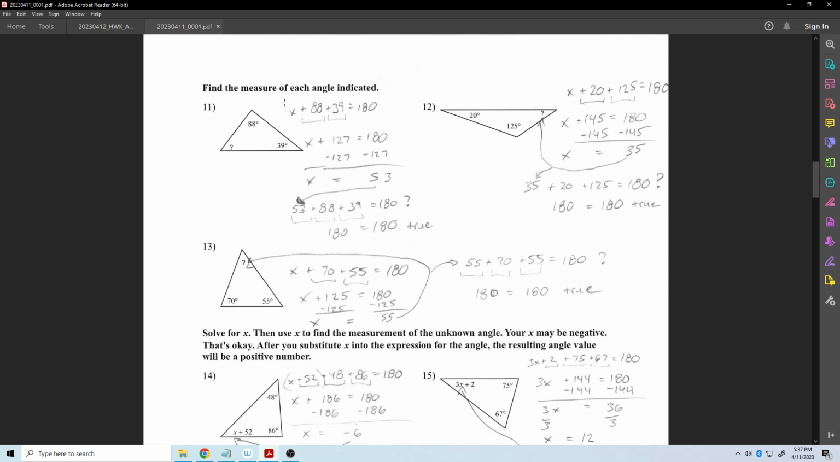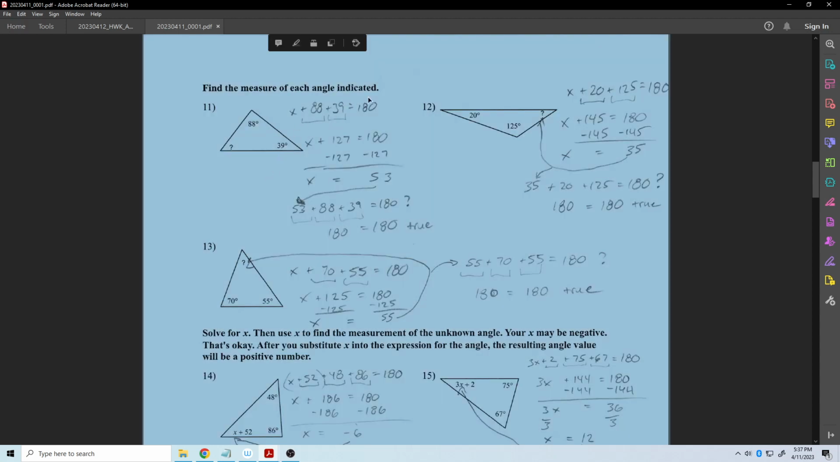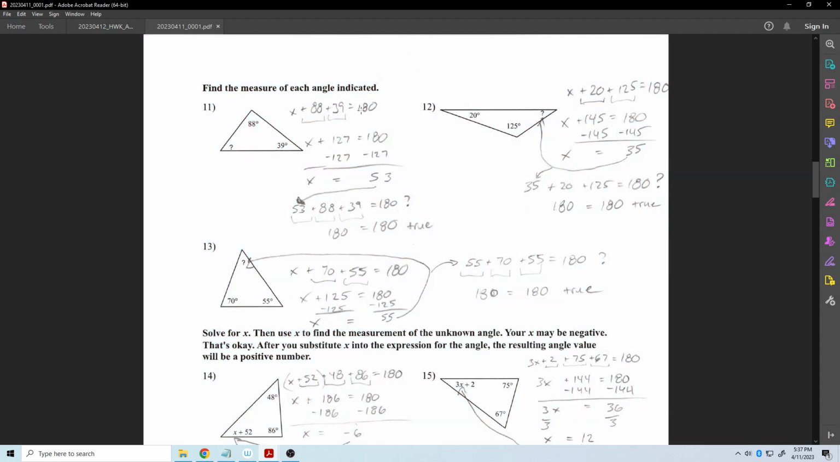As I've done here in number 11, you can see it gives us a question mark, but I've instead used the letter x. You can use whatever you want. So I'm saying that this angle here, whatever it is, I don't know it yet, plus this angle here, 88, plus this angle here, 39, all of that together equals 180, is what I'm saying when I write it out like this.